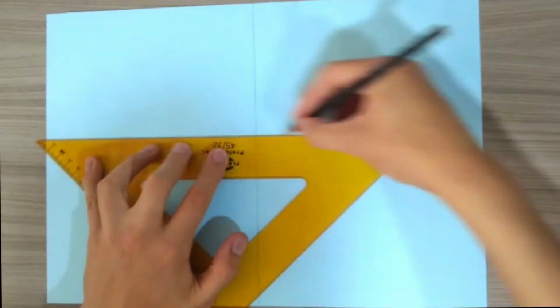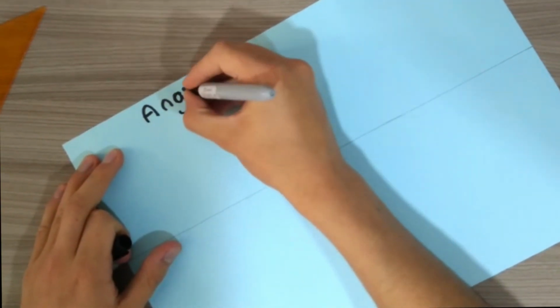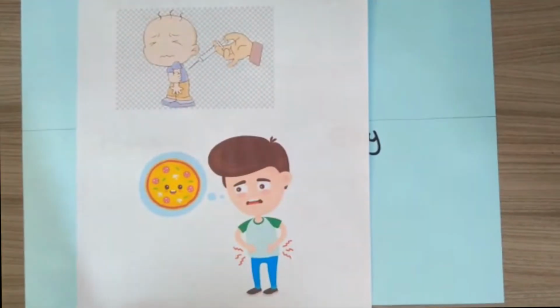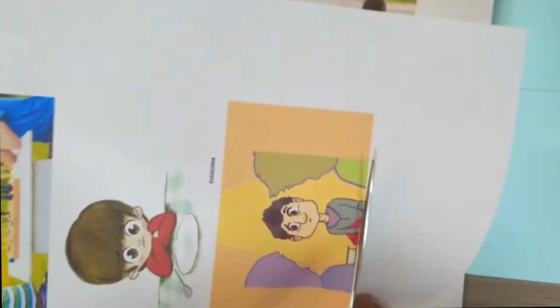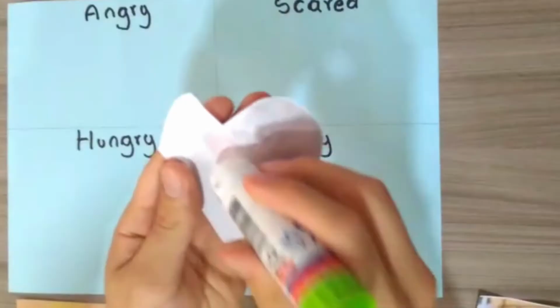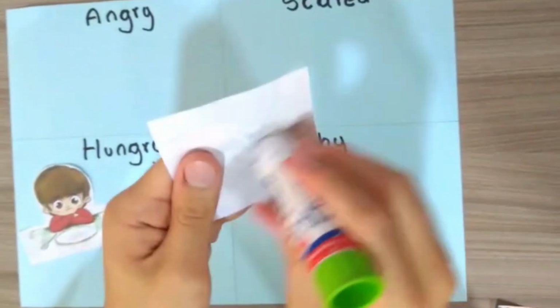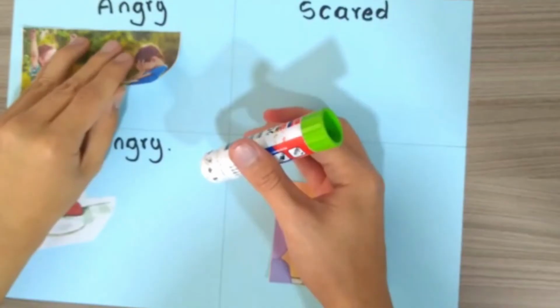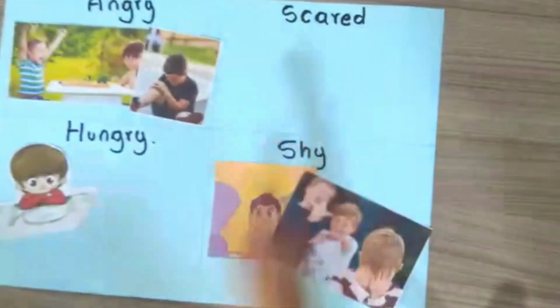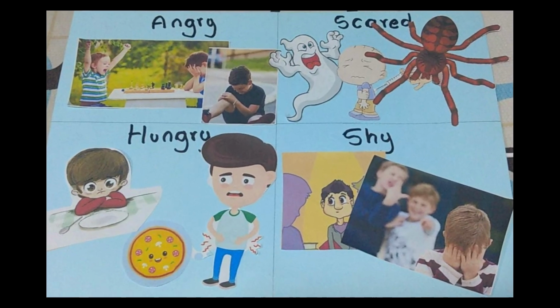Finally, with the materials that we requested in the last class, children will have to divide it into 4 parts and write in each square an emotion: angry, hungry, shy, scared, etc. After that, they have to make a collage, cutting out things from magazines that evoke these emotions. Also, they can draw or paint with crayons.